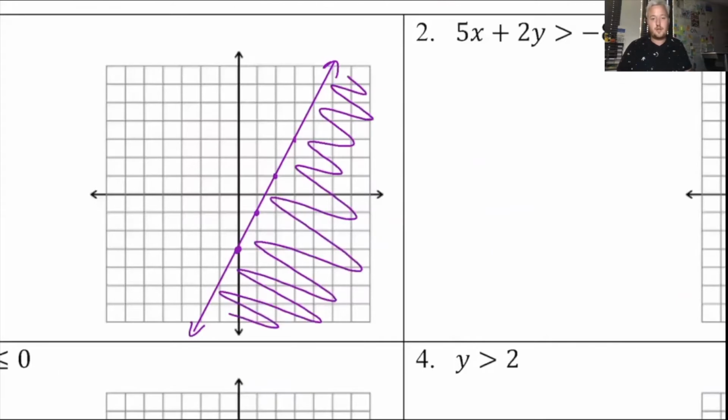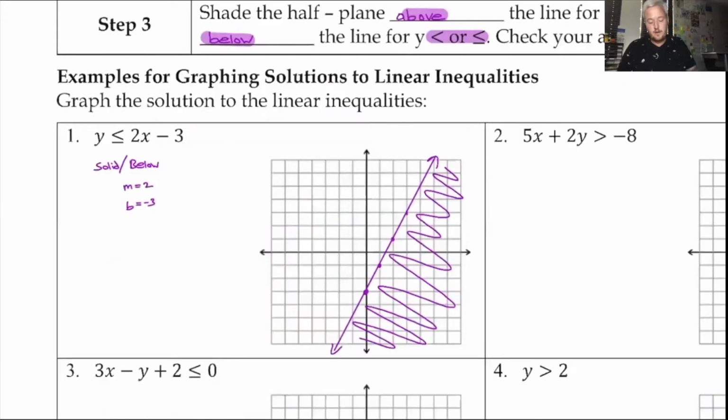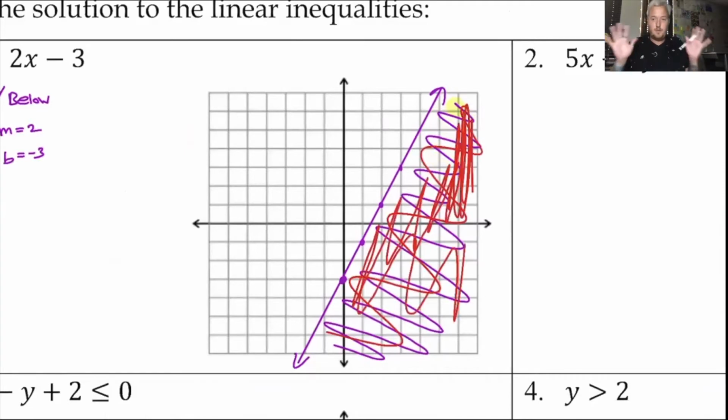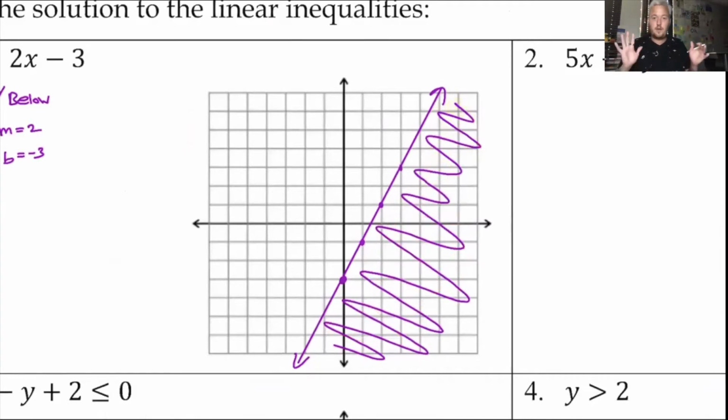So when I mean shading, you can literally just do a squiggly line like that. You could even use the highlighter to do the squiggly line, or you could do a different color squiggly line, or you could literally be the meticulous person that literally colors it in. I don't care how you do it. As long as you make it obvious which side is shaded, then you're good.